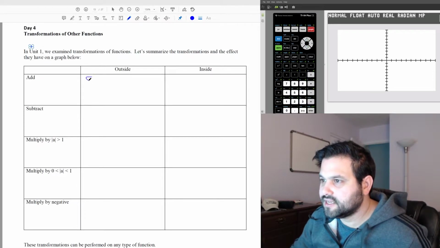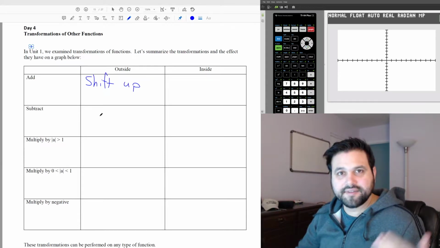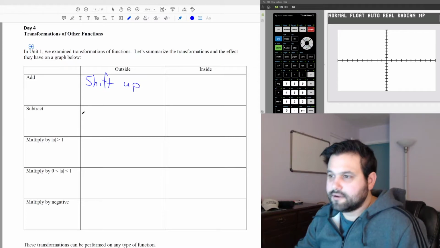up. It takes the whole function and just shifts it up. And if we subtract on the outside of the function, it's going to shift everything down.